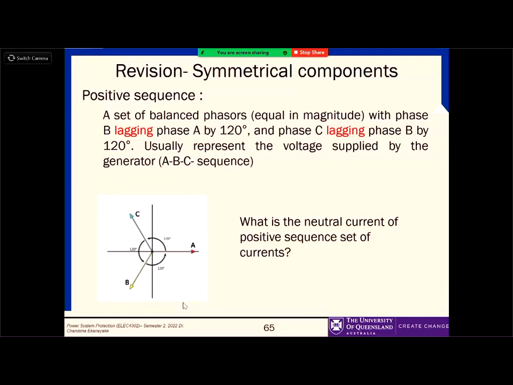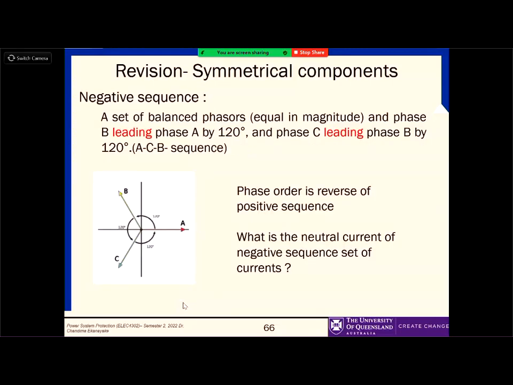Now, if we move to the next one, which is called negative sequence, the difference is that the voltage appearing on the B phase line is not 120 degrees lagging, but 120 degrees leading relative to the voltage in the A line. So you have three lines, right? Because in three phase, physically you need three conductors. I name them A, B, and C. In the positive sequence, the voltage appearing in the B conductor is 120 degrees lagging, and the voltage in the C conductor is a further 120 degrees lagging, or 120 degrees leading A.